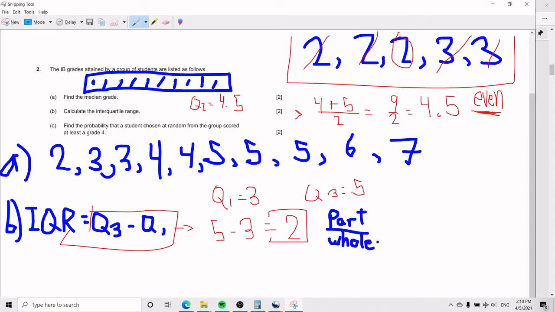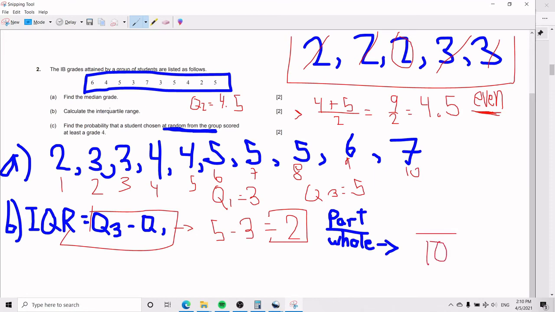My whole is going to be the whole group, a student chosen at random from the group. I know that in the group there are 10 students because if I count my data set, I end up with 10 students. This is my first student, my second, my third, my fourth, fifth, sixth, seventh, eighth, ninth, and 10th. So I know that my whole is going to be 10.